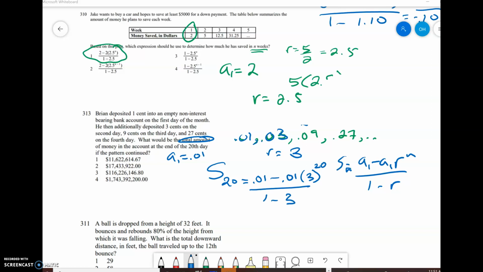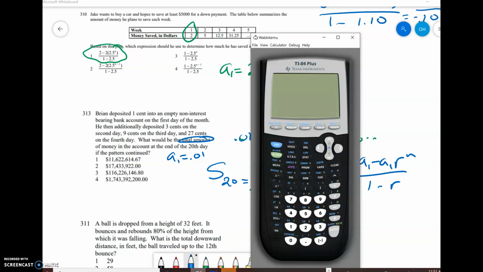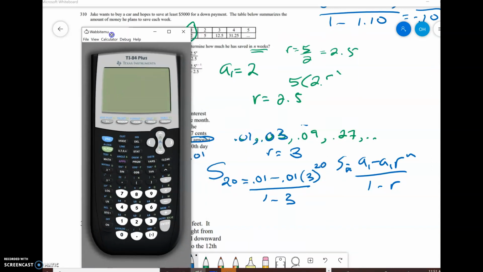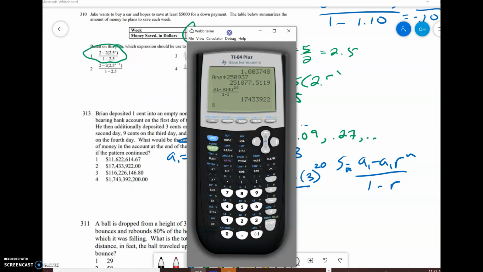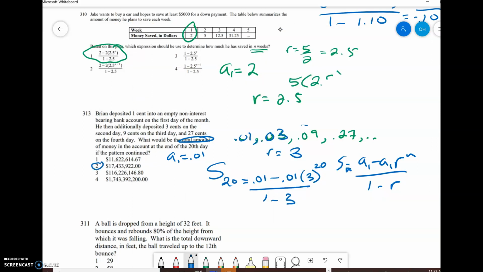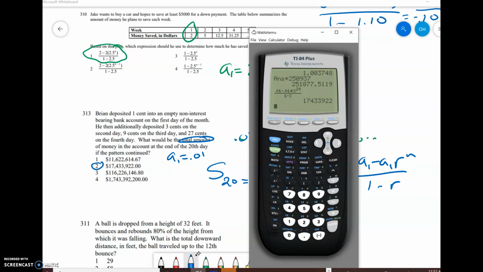If I go to my handy dandy calculator and plug that in, I'm going to do alpha y equals, so I can put this in quickly: 0.01 minus 0.01 times 3 to the 20th, over 1 minus 3. And then I end up with answer choice 2. I'll flash it up here so you can see it again. That's answer choice 2. All right, let's keep going.